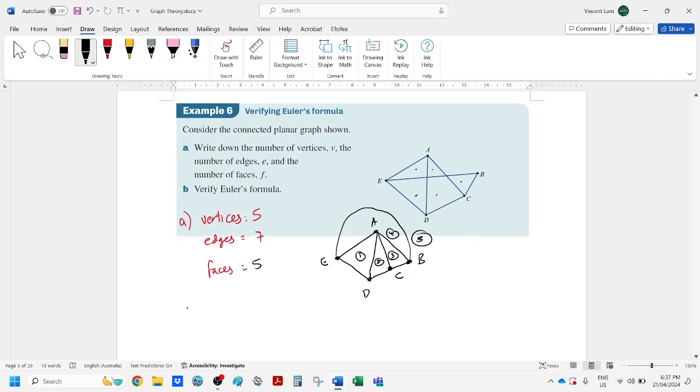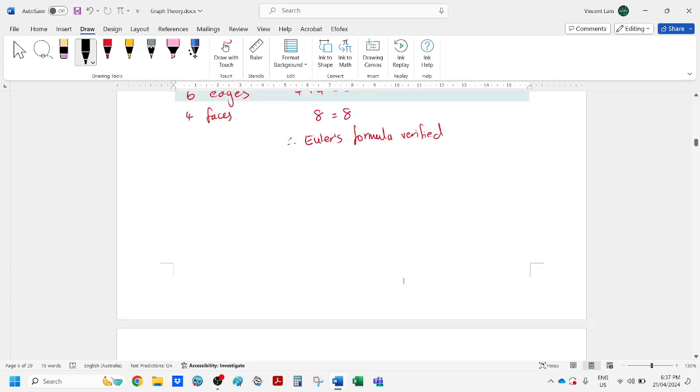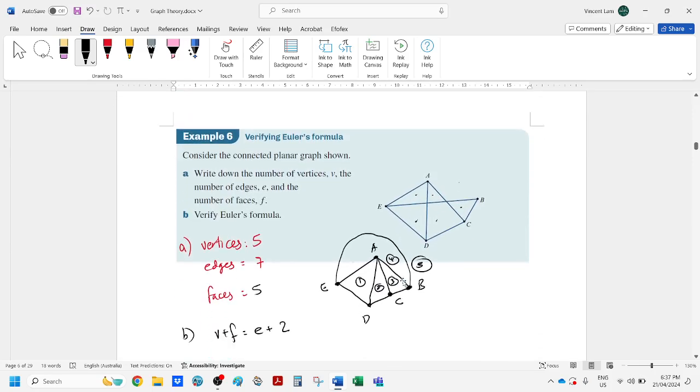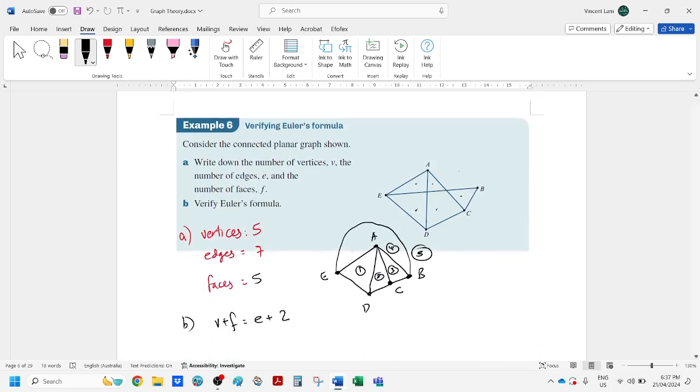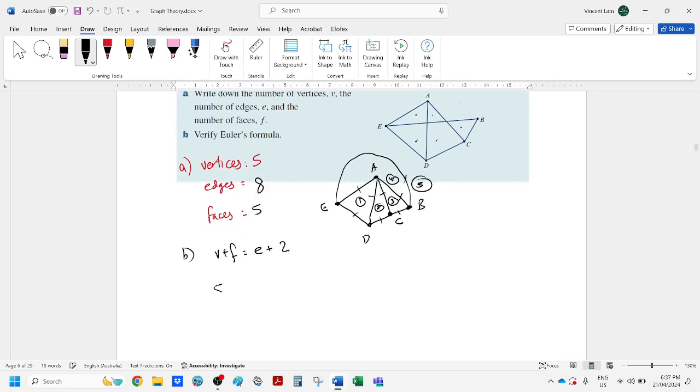Now part B, verify Euler's formula. So V plus F is equal to edges plus 2. Now let me just double check my edges. 1, 2, 3, 4, 5, 6, 7, 8. As you can see, I cannot count. There should have been 8 edges there. So number of vertices, 5, plus faces, 5, is equal to 8 plus 2. 10 equals 10, therefore Euler's formula verified.